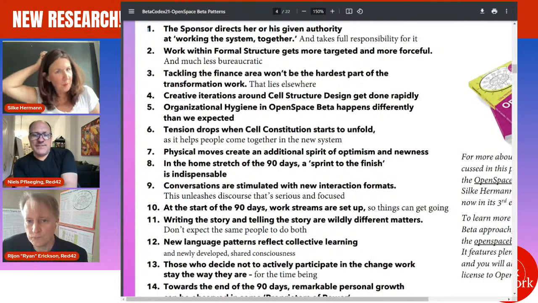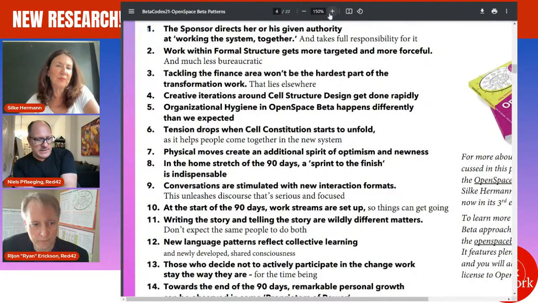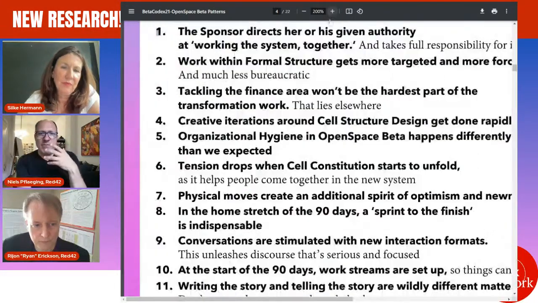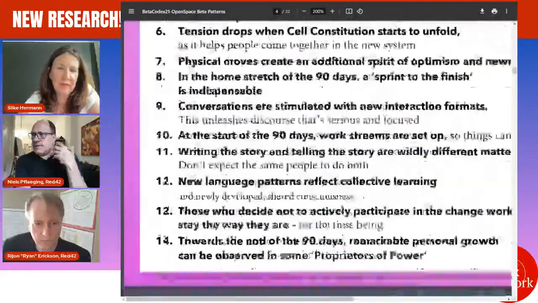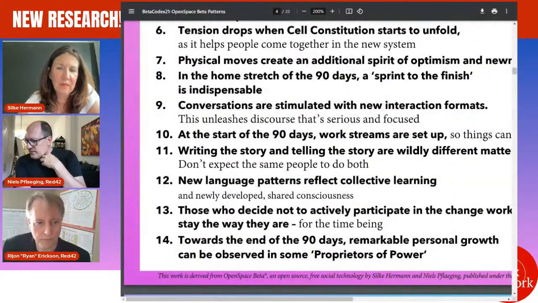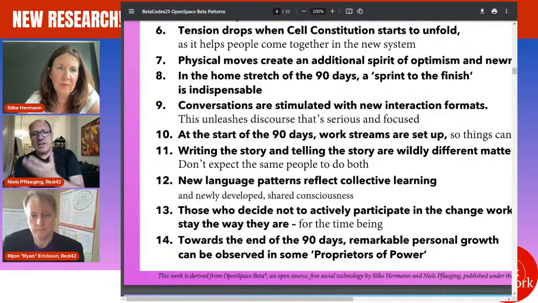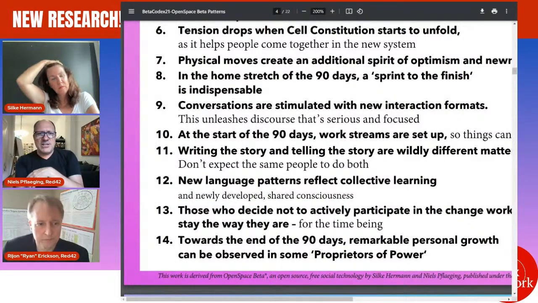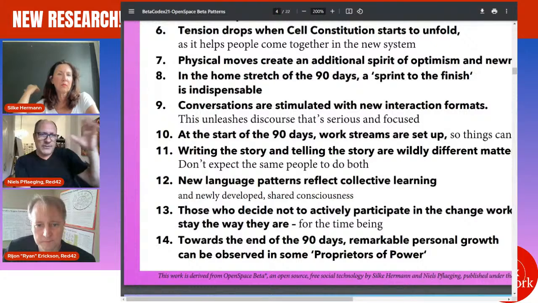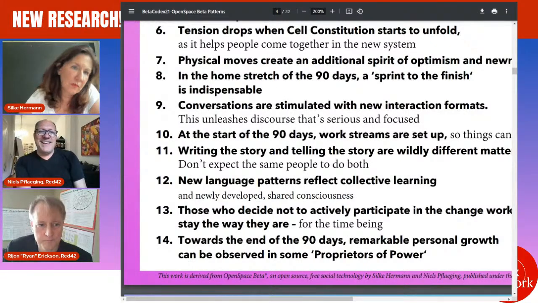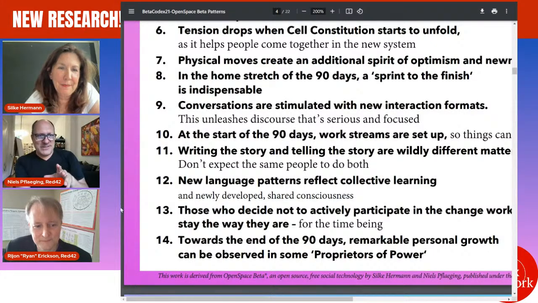If I may start, number 10 is something that, as far as I remember, when Silke worked with the first client and did the open space and did the prep day, and then she came back and told me that she had set up or figured out these work streams. And it's something that we really do not talk about in the book, in the handbook. There's no talk about work streams, at least as I remember.